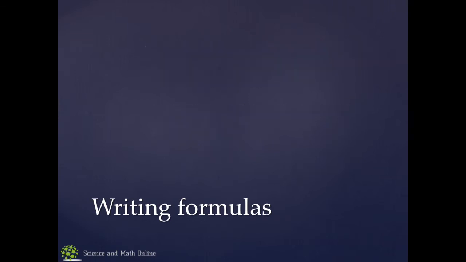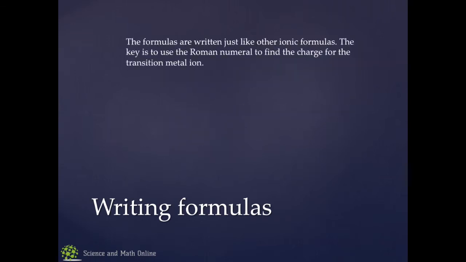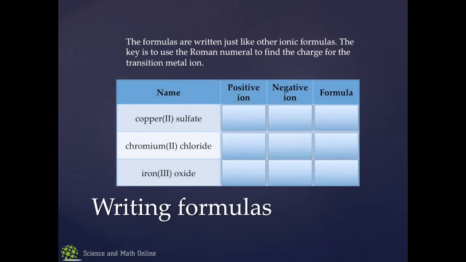All right, let's look at some examples. So they're written just like other formulas. We just need to use the Roman numeral to tell us what the charge is. So copper 2 sulfate, that's how you would read that. So copper 2 sulfate means that the copper is 2 plus, because the Roman numeral tells us the charge, not how many atoms there are. And the sulfate is written SO4 2 minus.